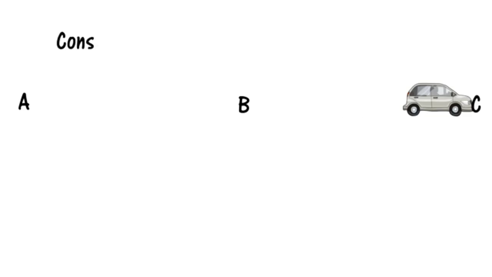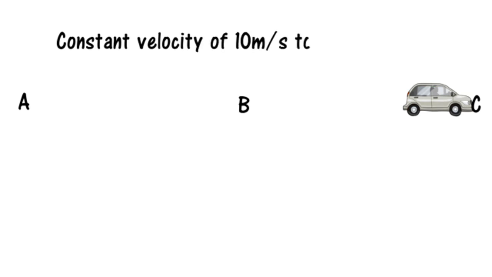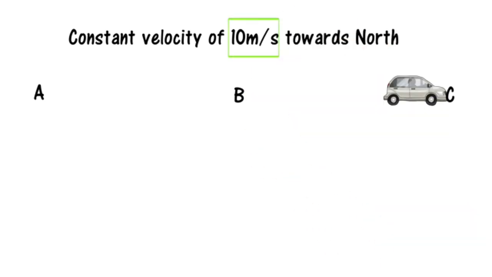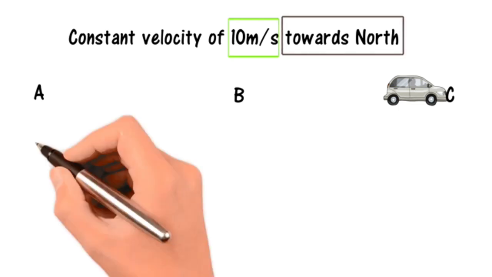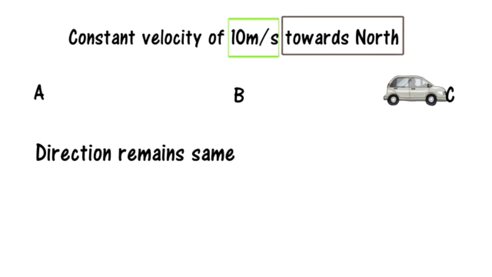If a car is moving with a constant velocity of 10 meters per second towards north, from point A to point B and from point B to point C, moving with a constant velocity of 10 meters per second towards north. Here the direction is the same, towards north. So we say direction remains constant, direction remains the same. So we say velocity is uniform.